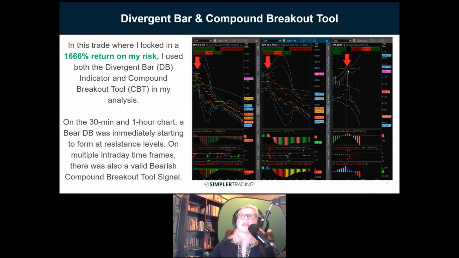As you can see on the hourly chart, it had started to form a bearish divergent bar here, which was that good probability that we might follow through with a lower low within the next three bars. And we did. We immediately followed through with that lower low.